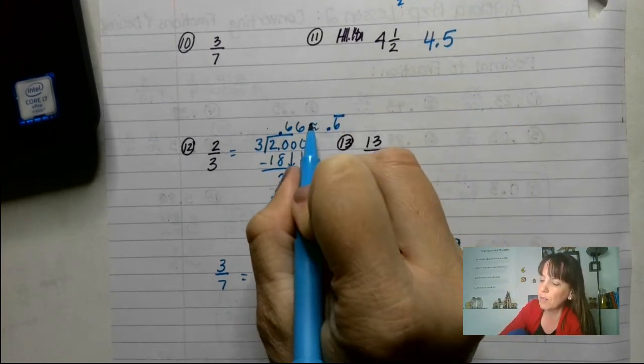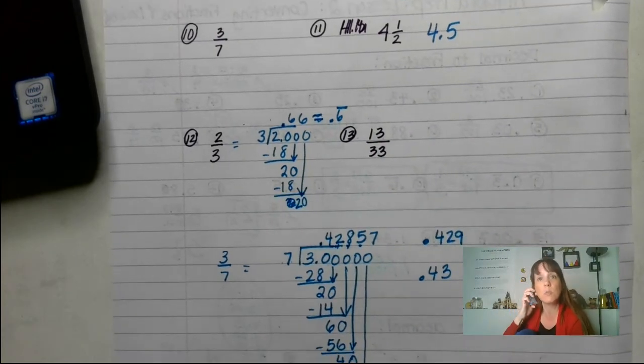Oh, I guess I don't want to use the "about" because that's actually more accurate. So 0.6 with a line over it. Just keep that in mind.